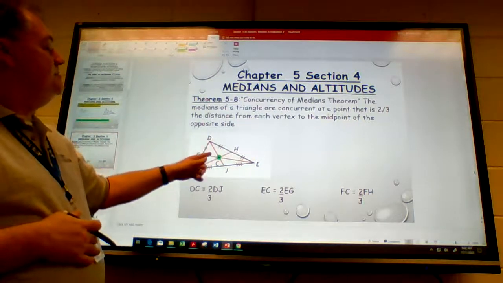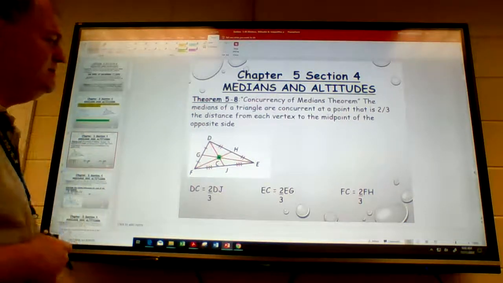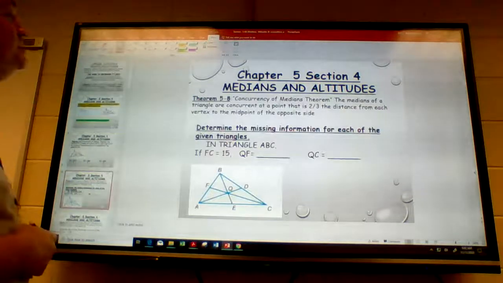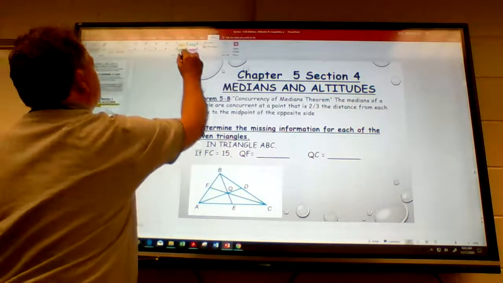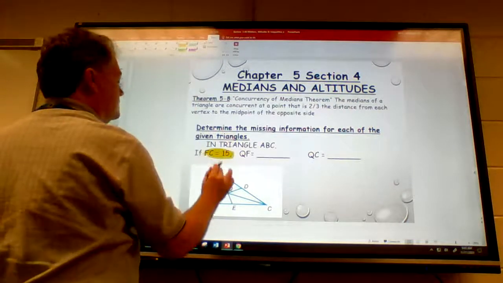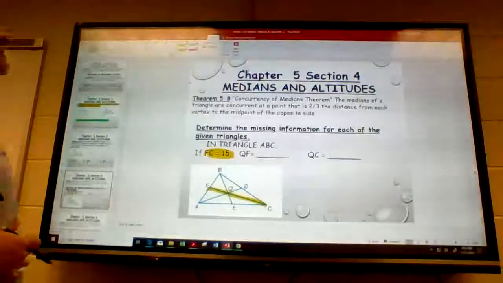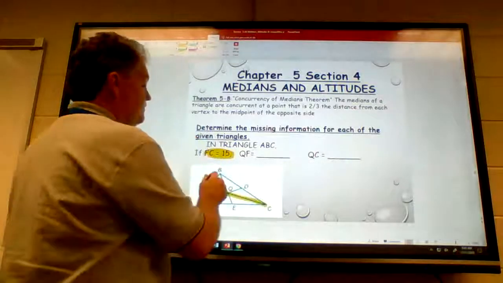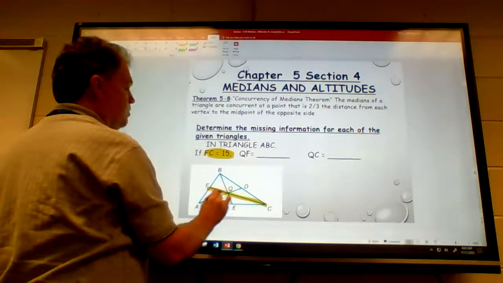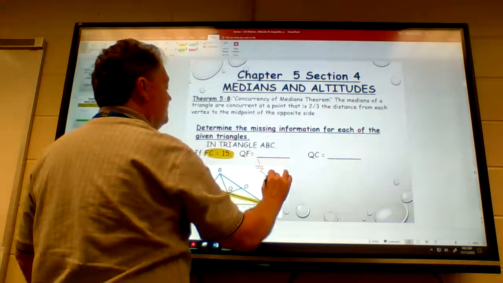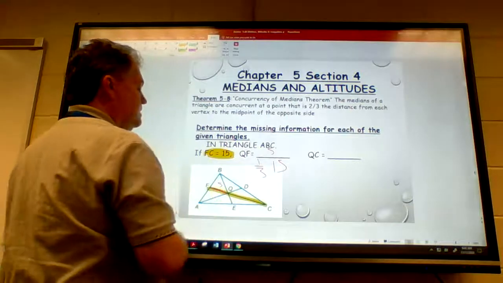The length of this long segment is 2/3 the length of the entire median. That's all you need to know. That's what this basically says. But here's something else you need to be aware of. Now we know that this median has a length of 15. And I'm going to look for the length of FQ and the length of CQ. First, let's look for FQ. FQ is 1/3 the length of the entire median. So 1/3 of 15. Well, what's 1/3 of 15? It's 5.